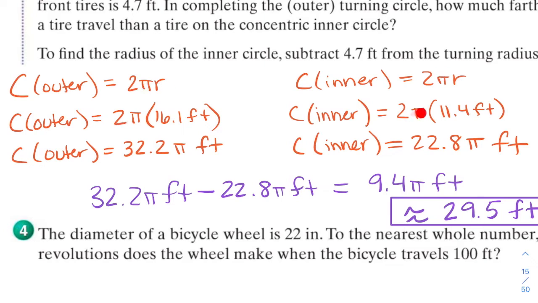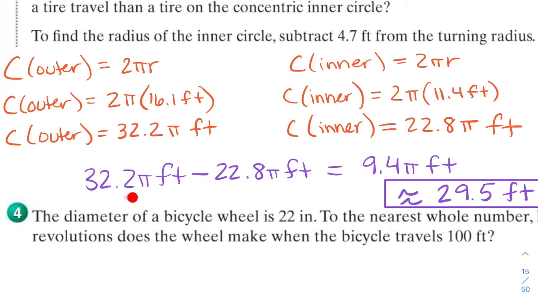They both are 2 pi times, in this case, 16.1 for the outer, r being 11.4 for the inner. So we have 32.2 pi and we have 22.8 pi. If you need to pause it and write down all of your notes, you can. Okay. But then here we have 32.2.